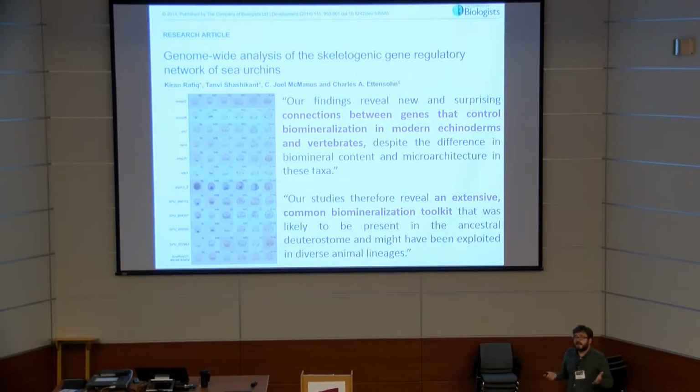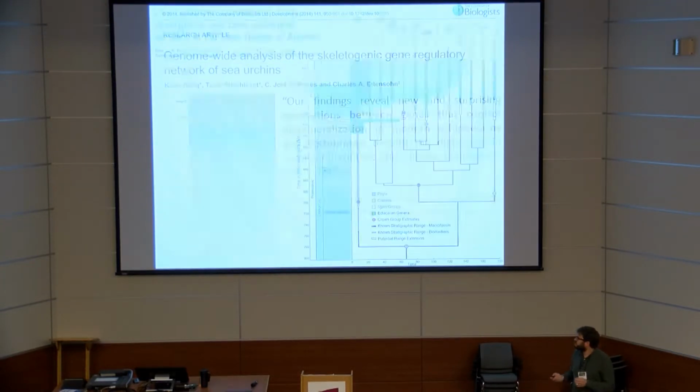We see a similar pattern if we compare across deuterostomes. Here we have an analysis of the skeletogenic gene regulatory network of sea urchins. If you compare that with those in their deuterostome cousins, the vertebrates, there is an extensive common biomineralization toolkit. So even though we're comparing phosphatic and calcareous independently acquired skeletons, they have this common toolkit.